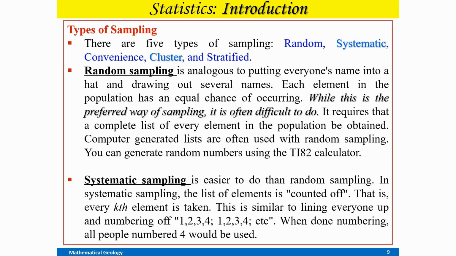So what do you mean by random sampling? Random sampling is analogous to, there is an example given here, that suppose on a sheet you have written the names of several of your friends, okay, and you put those names or those sheets in a hat. Suppose this is the hat.